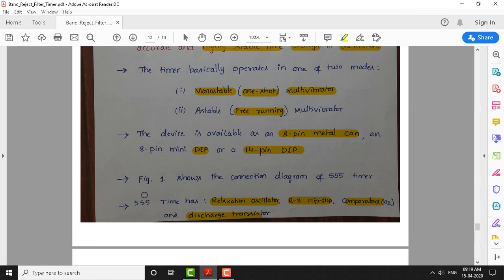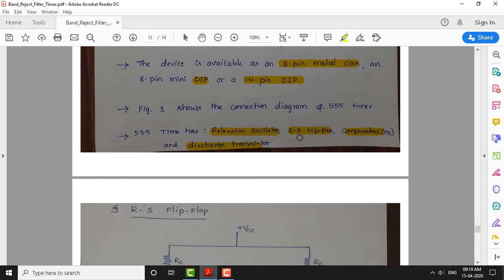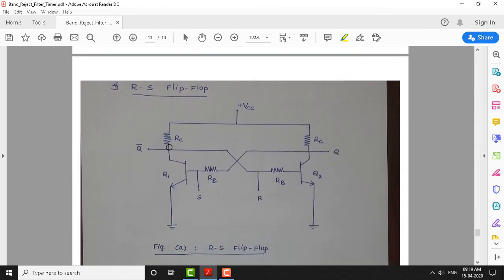In a nutshell, this 555 timer comprises these four major components here. Now let us focus on the RS flip flop. Later on we can take the overall 555 timer block diagram and discuss how this 555 timer functions. Now let us focus on the RS flip flop.